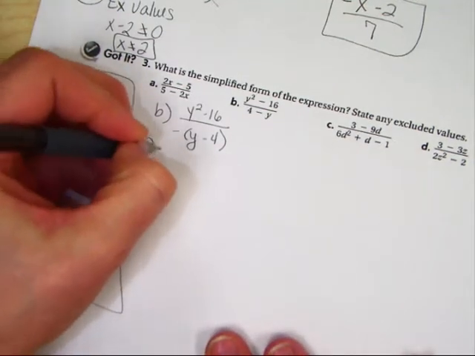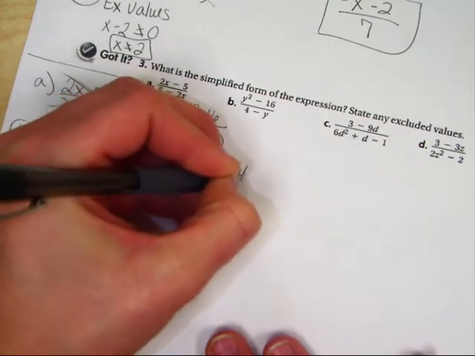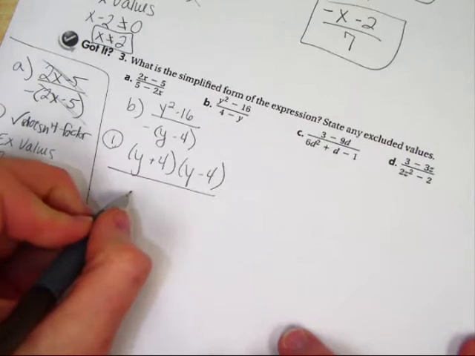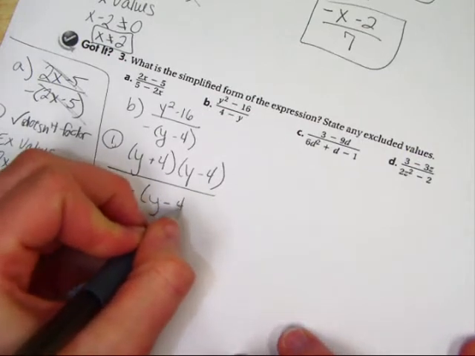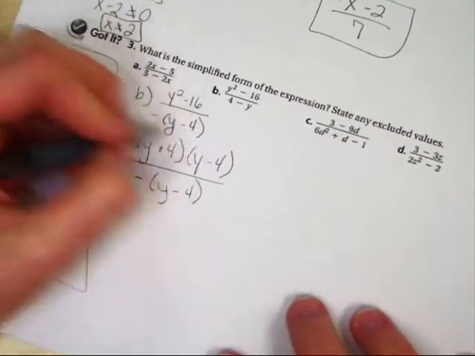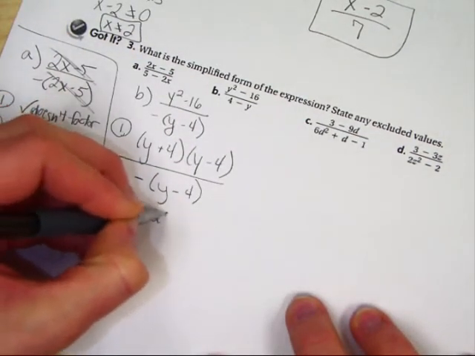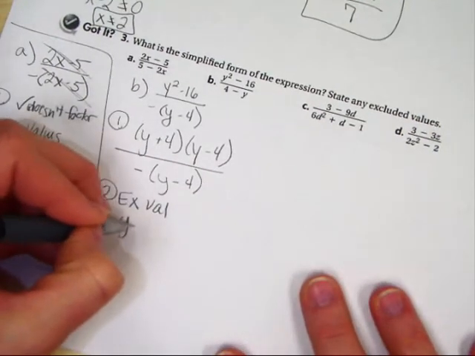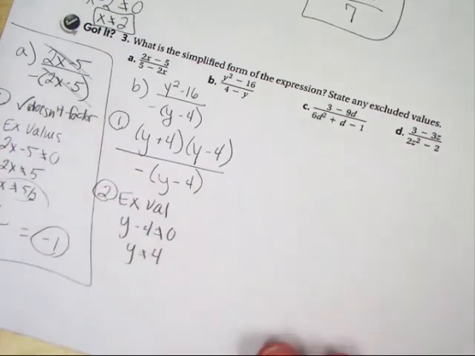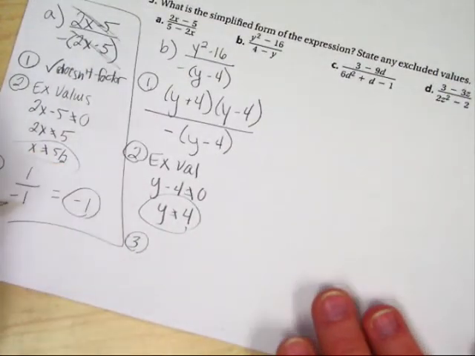Now, step 1, we factor the top. I sincerely hope you remember that the top is the difference of perfect squares. If not, you need to go back to chapter 8 and look that over. The bottom is negative the same, negative the quantity y minus 4. Step 2, we got to tell the excluded values, and that would be y minus 4 can't be 0, so therefore y can't be 4. There's your excluded value.